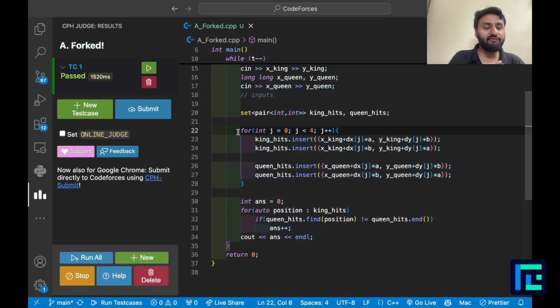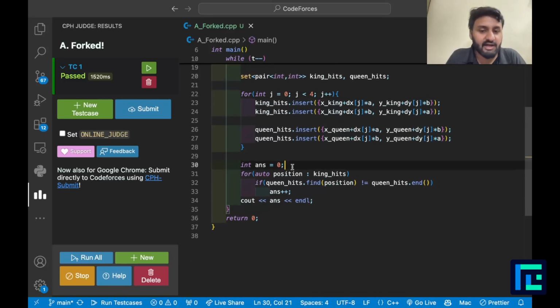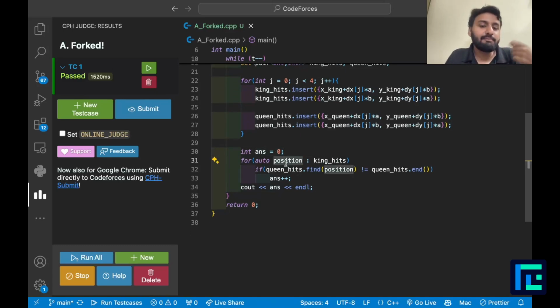Now, all that is left for me is to find the intersection. To do that, maybe I can form some very intricate formula or something like that. But over here, my overall data set is very small. All I'm talking about is 8 cells in king hits and 8 cells in queen hits. So if I want the intersection, or common, I can simply have an answer variable. Then for every position that is present in king hits, I can see whether it is present in queen hits also. As simple. This is a very quick brute solution.